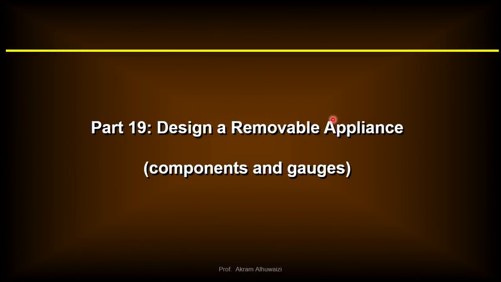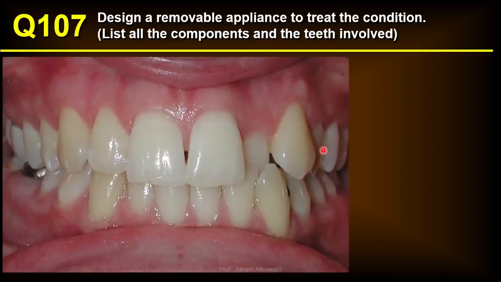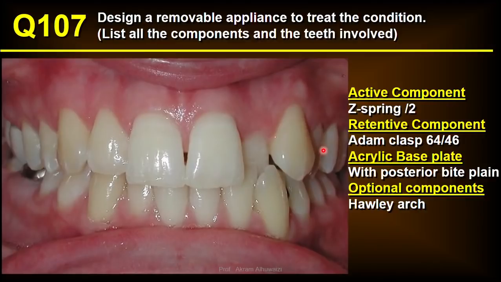Part 19 is design a removable appliance. Design a removable appliance to treat this condition, crossbite of a lateral incisor. The design should fall into active components, a Z-spring to push the lateral incisor. The retentive components, he has permanent teeth, so it's Adams clasps on 6s and 4s. Why the 4s? Because we have to have anterior retention with Z-springs. Active, the acrylic base plate, don't forget it, with the posterior bite plane.